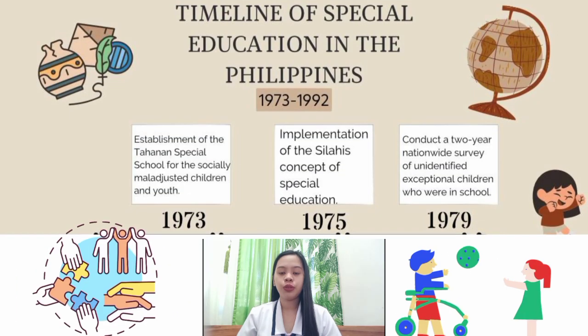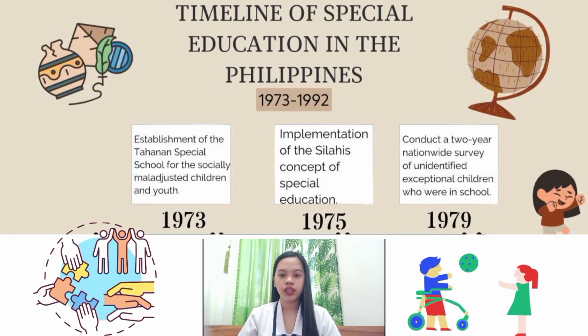Thank you, Ms. Albina. I'm Keril Ann Ebalano, and let's continue the discussion for the timeline of special and inclusive education. In 1973, the Juvenile and Domestic Relations Court of Manila established the Tahanan Special School for the socially maladjusted children and youth. In 1975, the Division of Manila City Schools implemented the Silahis concept of special education in public elementary schools.